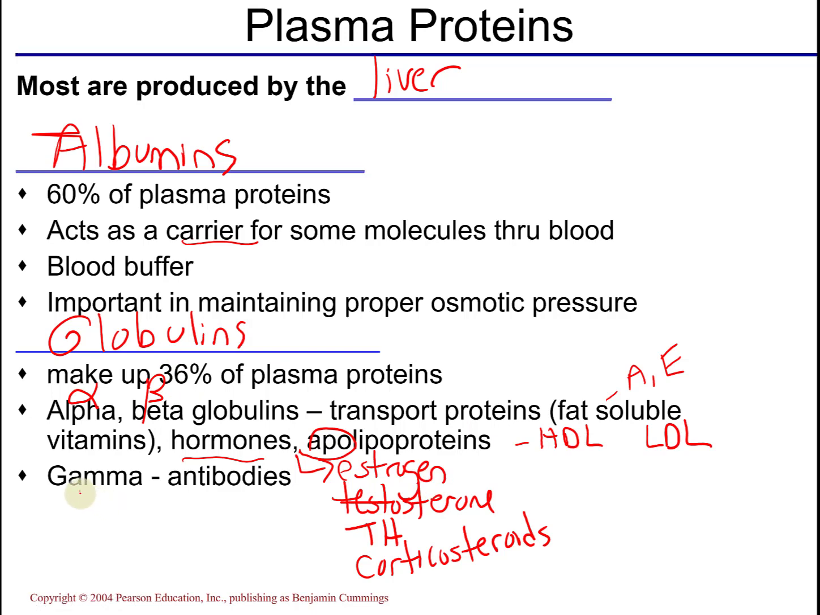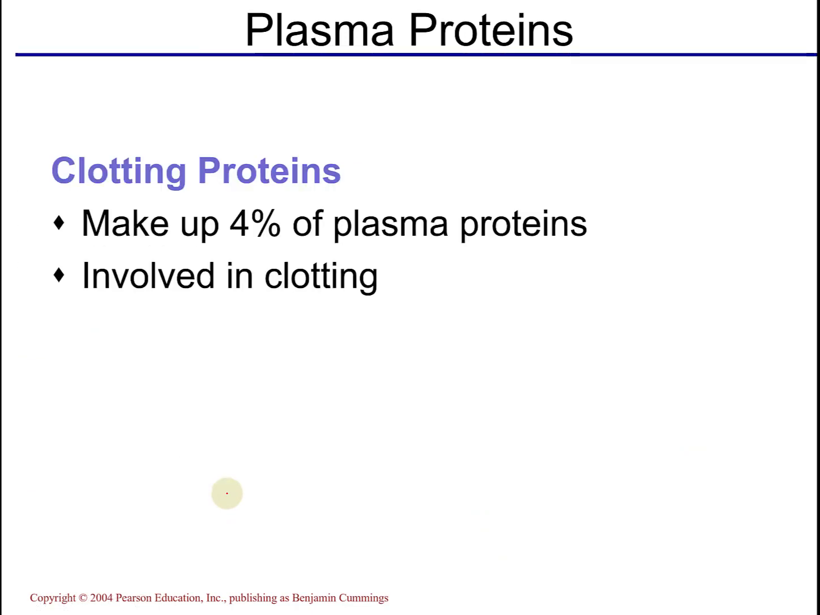Lastly, we have gamma globulins. There's the Greek letter for gamma. These are antibodies, which are part of your immune system. The last group of plasma proteins are called clotting proteins, and these make up about 4% of plasma proteins, and they're involved in clotting. And we're going to talk about these later. So that is the plasma, and these are the things that are traveling in the plasma.